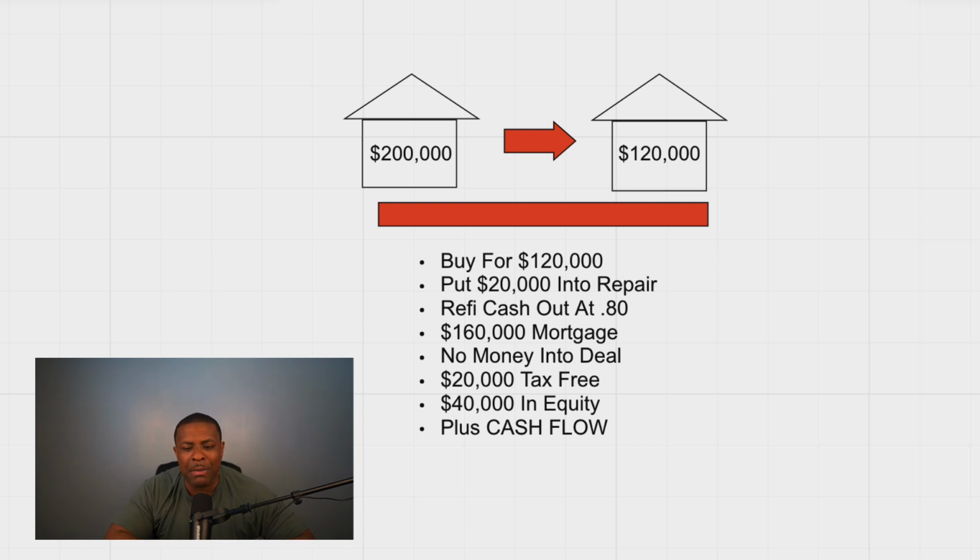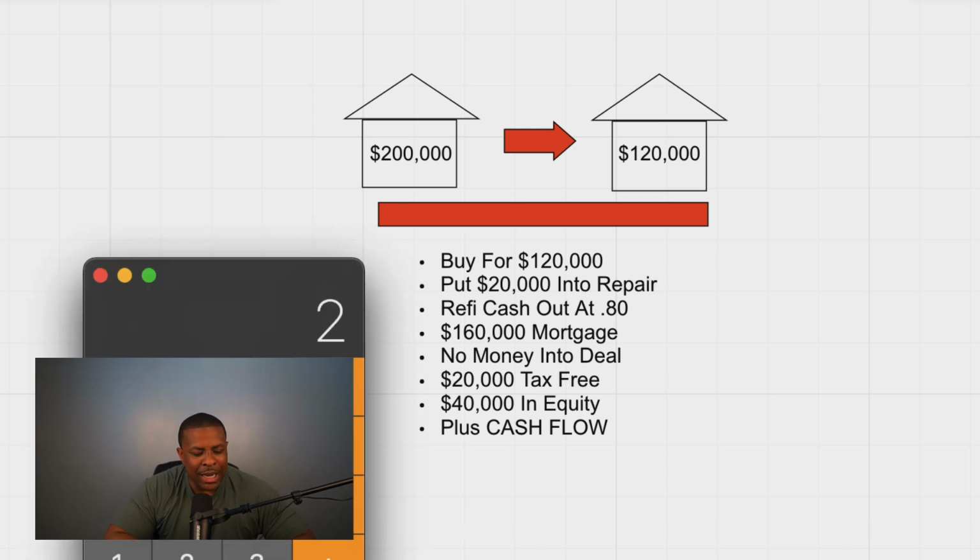Now, let me go ahead and pull up my calculator for you real quick. So again, you've got a $200,000 house that you're buying at 70 cents on the dollar minus the repairs. Let's say it needed $20,000 in work. So you're buying this house for 120 grand. You're going to then put $20,000 into repairs to get the house up to par.